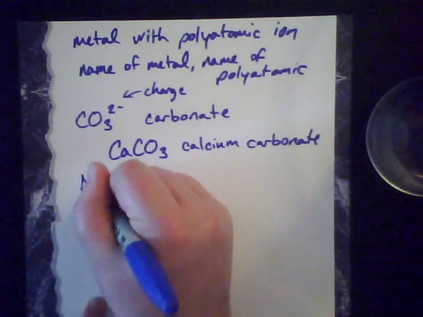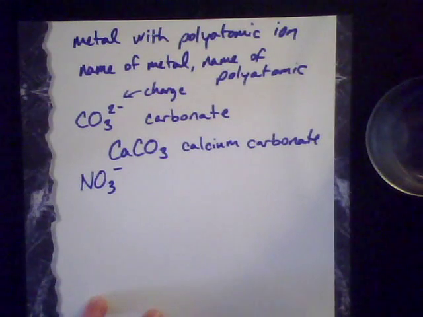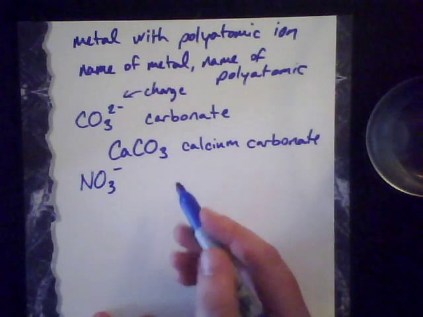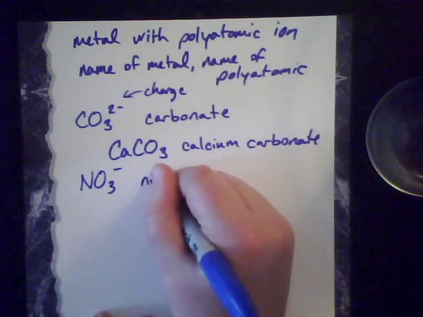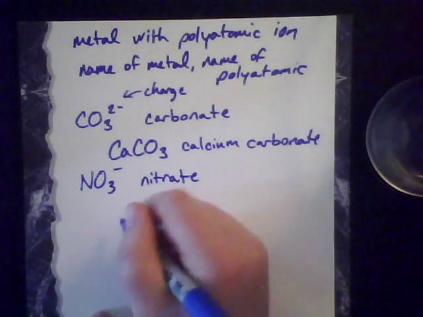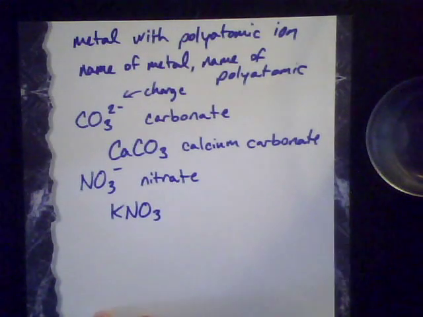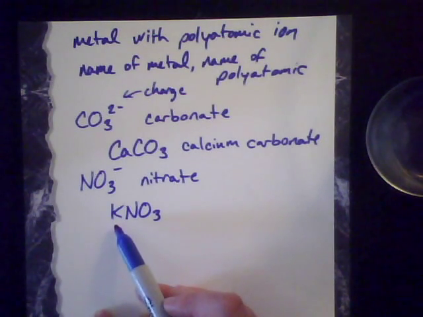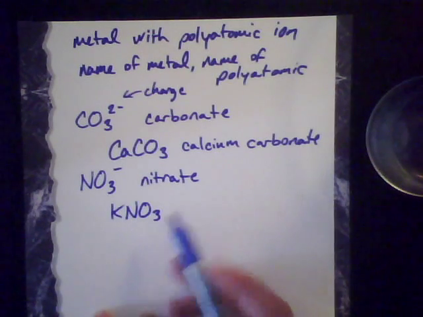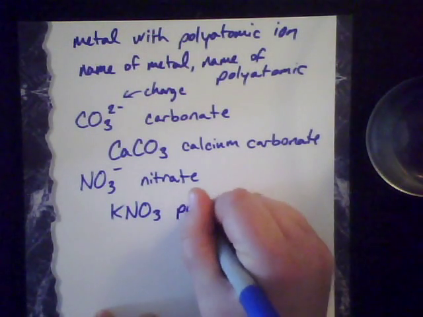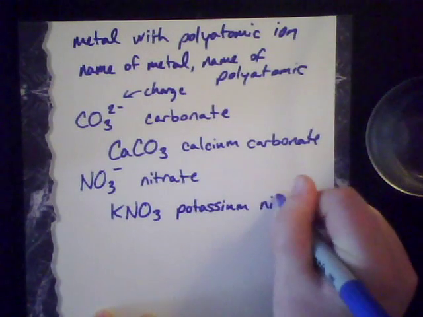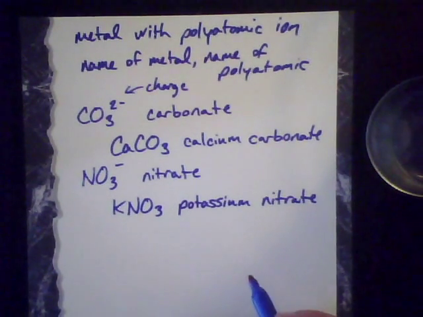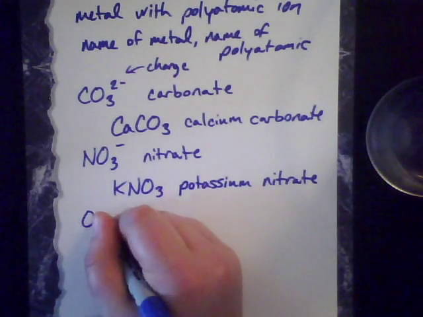Another one I want you to know is NO3, so nitrogen with 3 oxygens. The charge on that one is a -1, so you just have this minus sign representing the -1 charge of this group of nonmetals. The name of this polyatomic ion is nitrate. So if we have KNO3, for instance, which we'll talk about when we talk about explosions in more detail, and we have K, which is potassium, potassium nitrate, name of the metal, name of the polyatomic in this case. Potassium nitrate.